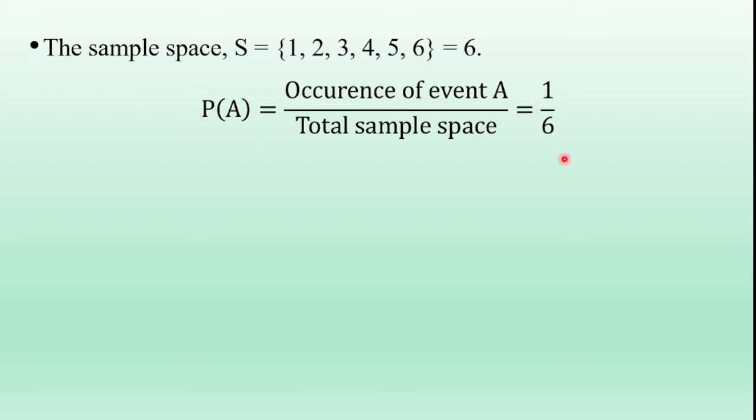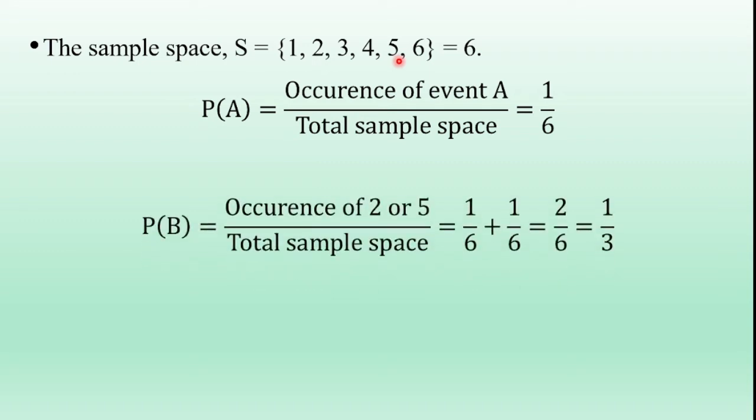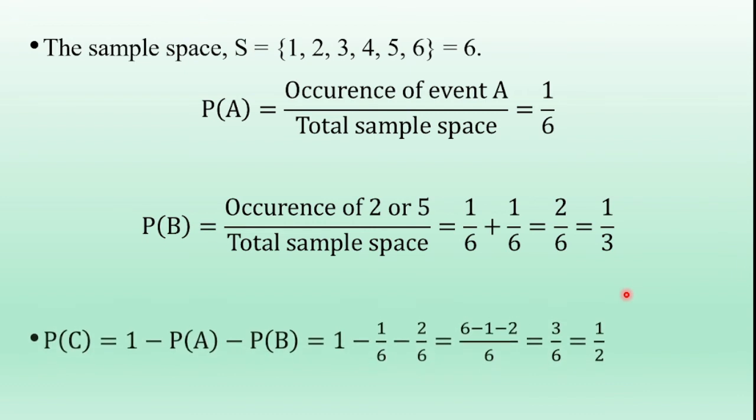Now determine the probability of B. Out of these 6 possible outcomes, the number 2 or the number 5 shows up. The number 2 shows up in 1 outcome and the number 5 shows up in 1 outcome, so the favorable outcomes are 1 plus 1, which is 2. Therefore, the probability of B is favorable outcomes divided by total outcomes, which is 2 divided by 6, equal to 1 by 3. So that is the first bit solution.